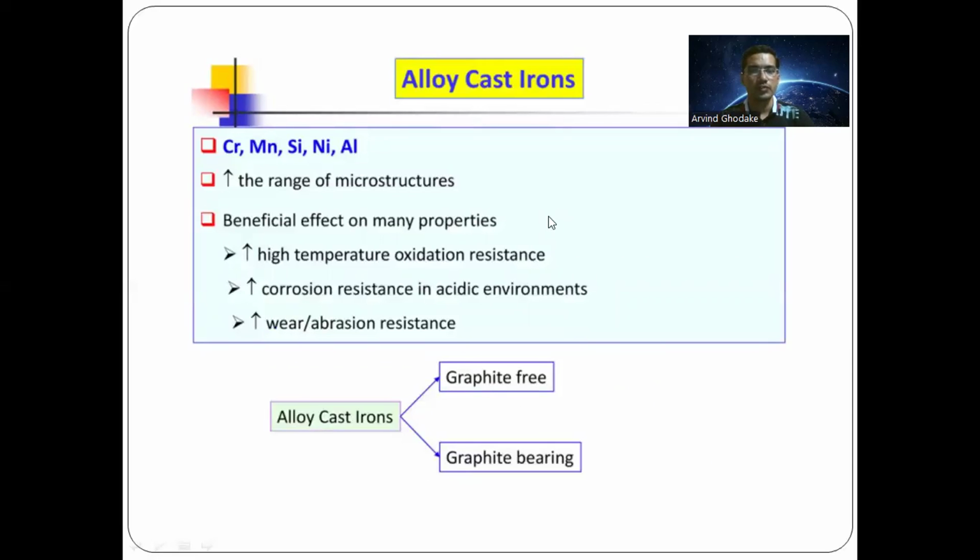Then alloy cast irons. Whenever alloying elements are added into the iron or cast iron, alloy cast irons are formed. So the alloying elements are chromium, manganese, silicon, nickel, aluminum. The range of the microstructure increases. Then there is a beneficial effect on many properties like high temperature oxidation resistance, high corrosion resistance in acidic environment, then high wear and abrasion resistance. Then alloy cast irons are graphite free and graphite bearing.